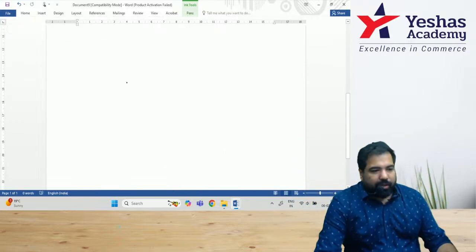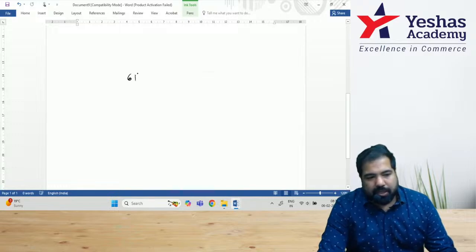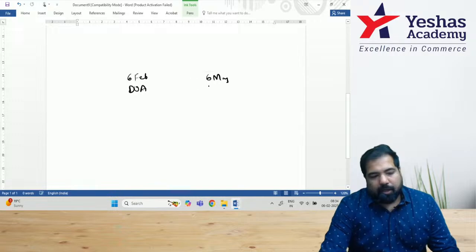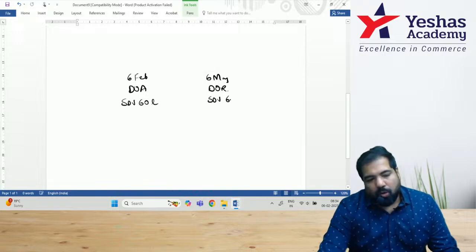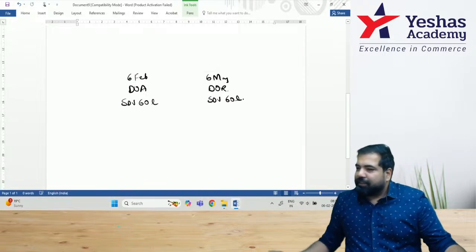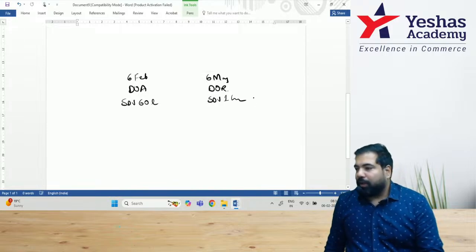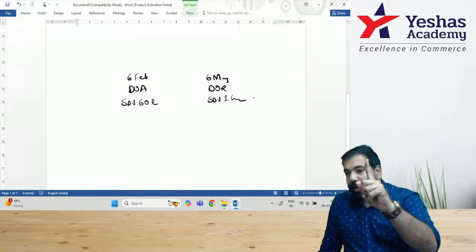Everyone, please tell me the two dates. One is 6th Feb and one is 6th May. This is the date of agreement. This is the date of registration. What is the stamp duty value here? 60 lakhs. What is the stamp duty value here? What if this was also 60 lakhs? There's no problem. The problem is when there are two values, guys. Can you have two values? No. So you have to have only one.